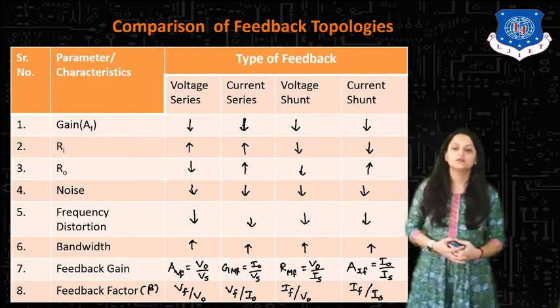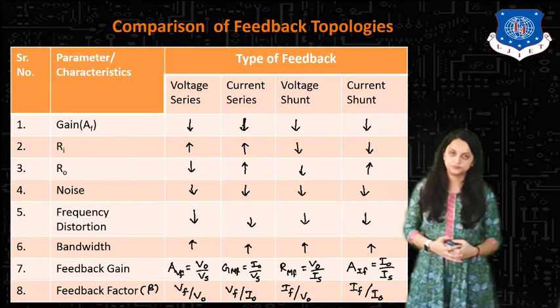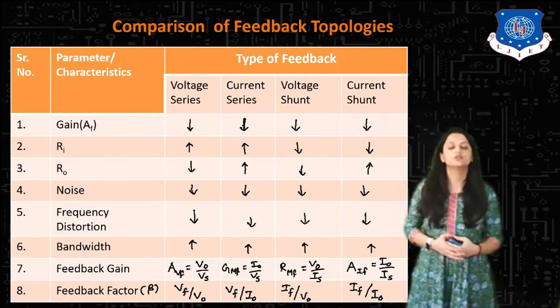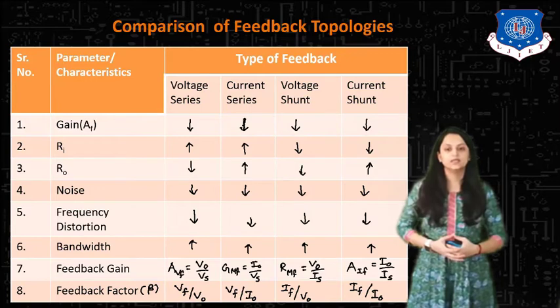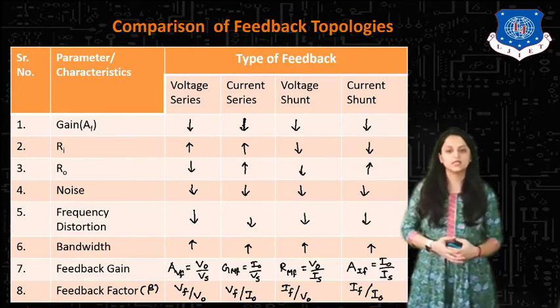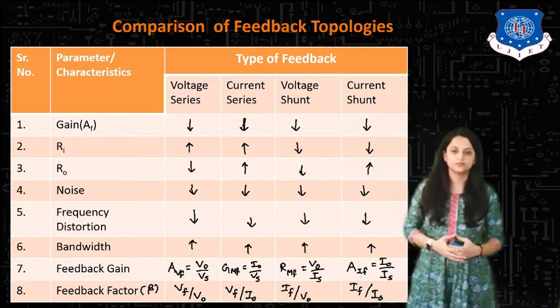I repeat, for voltage series, it is AF equals to VO by VS. For current series, it is GMF, that is IO by VS. For voltage shunt, it is RMF, that is equals to VO by IS. And for current shunt, it is AIF, that is IO by IS. Okay.